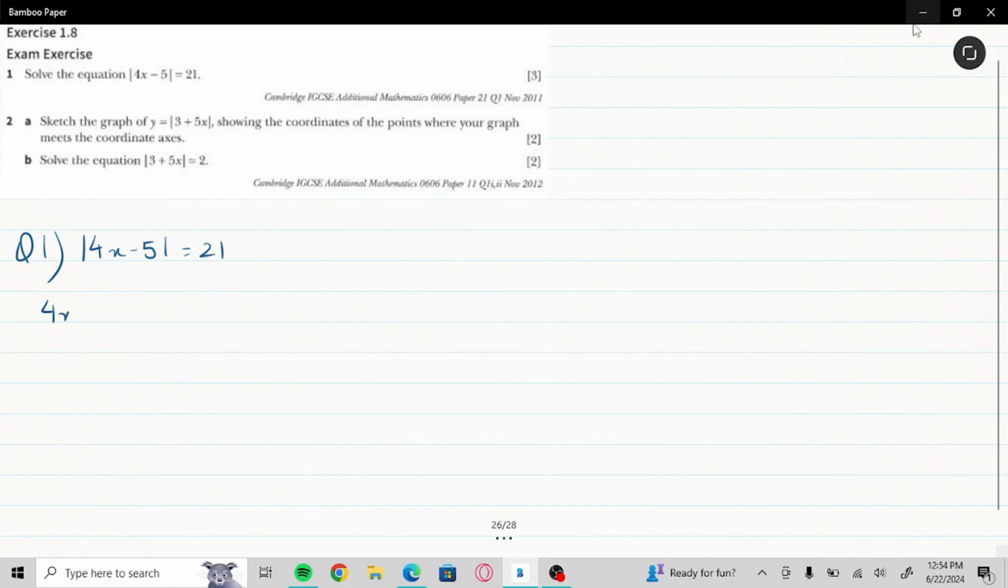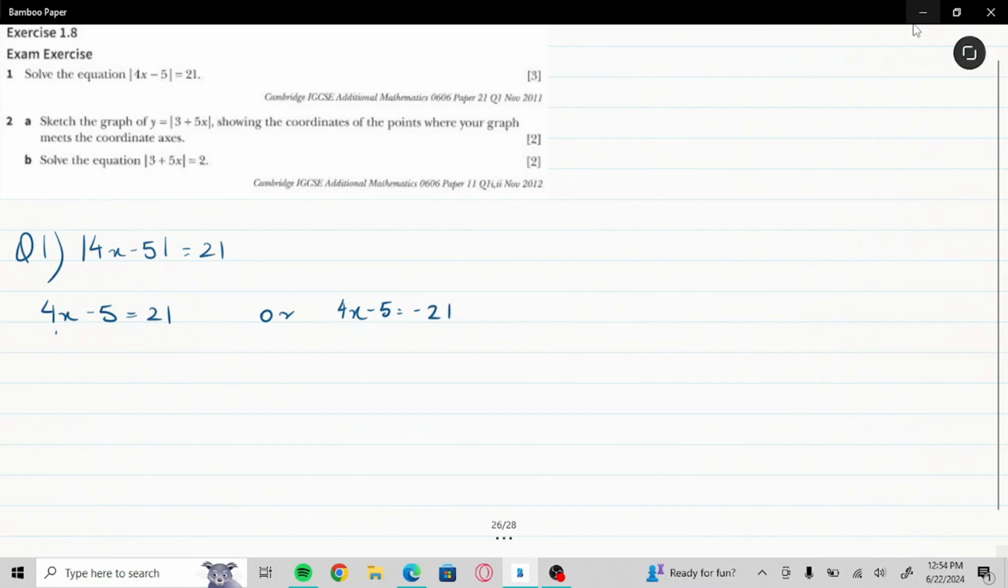So 4x minus 5 is equal to 21, or 4x minus 5 is equal to negative 21. We are doing this because we are opening a modulus, and when we open a modulus, we have two types of value, one positive and one negative.